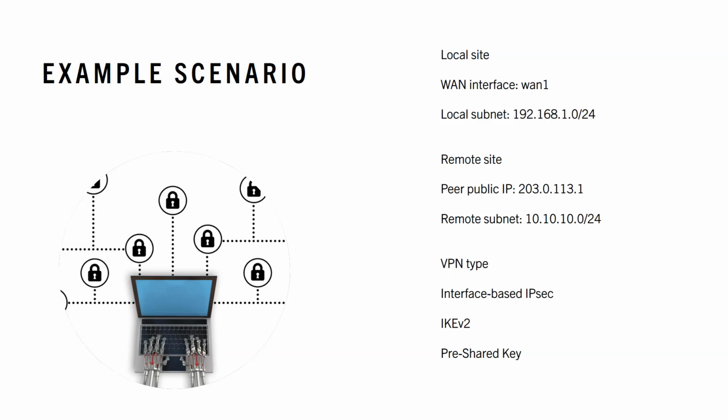Let's consider an example scenario. The local site uses WAN interface WAN 1 with subnet 192.168.1.0/24. The remote site has a peer public IP of 203.0.113.1 and subnet 10.10.10.0/24. The VPN type is interface-based IPsec using IKEv2 and a pre-shared key. We'll now walk through the configuration steps to establish an IPsec VPN on FortiGate using the CLI.